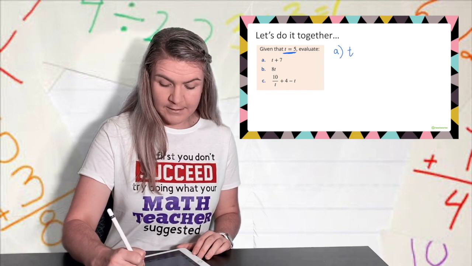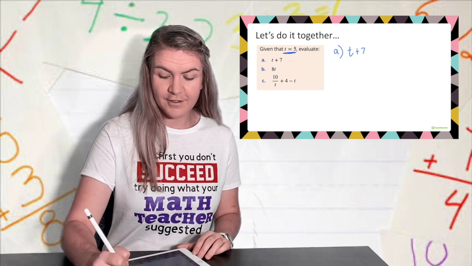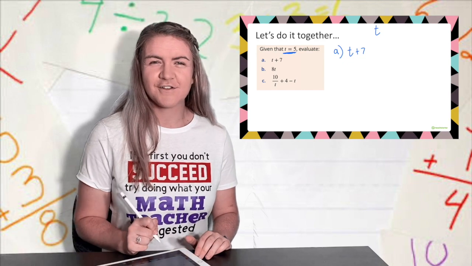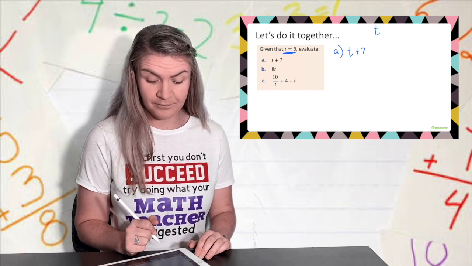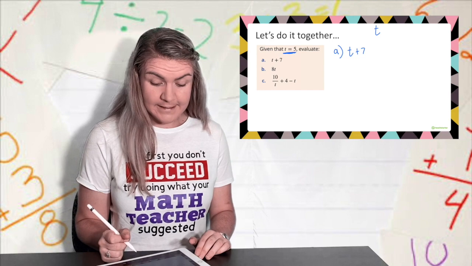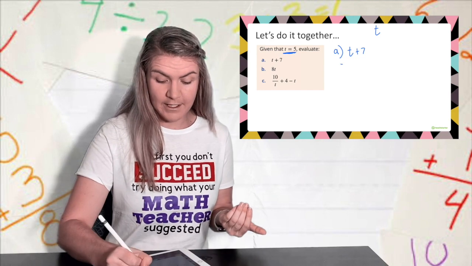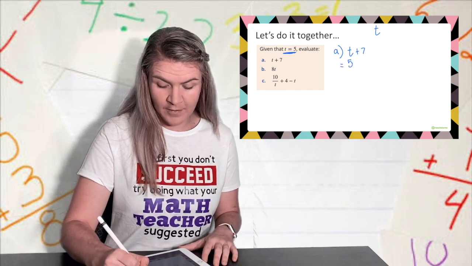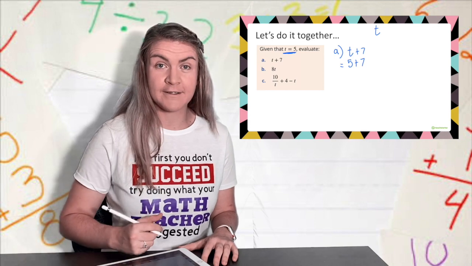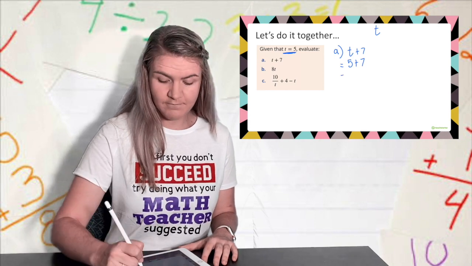Question A, t plus 7. Notice I do my fancy little t's so that I don't get them confused with my pluses. T plus 7 and t equals 5. So as I said, every time I see a t, I'm writing 5. Replace that with 5. Now I can solve. 5 plus 7 equals 12.